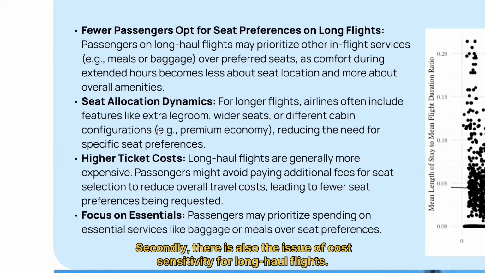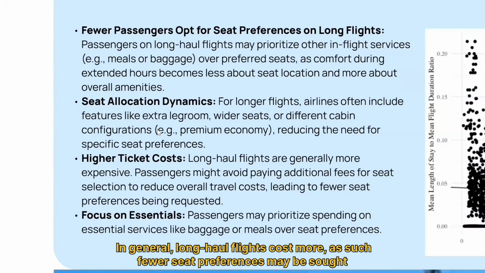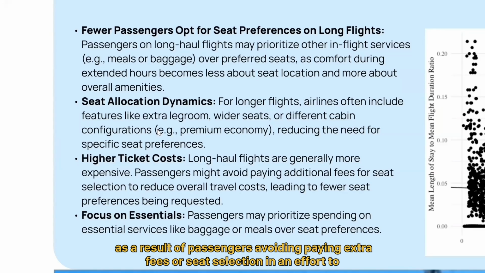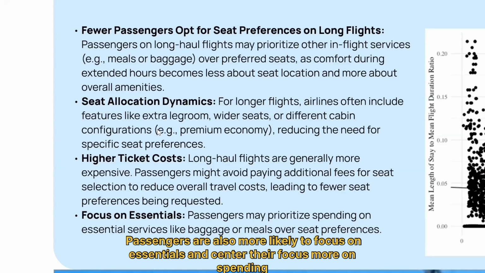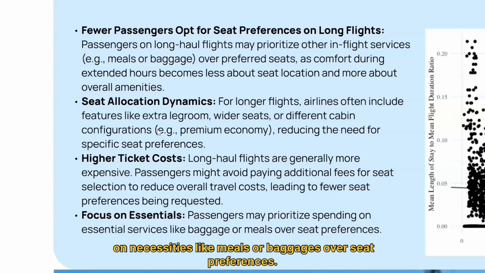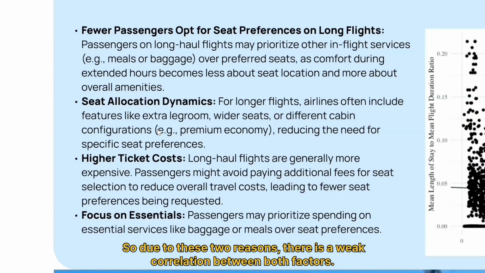Secondly, there's also the issue of cost sensitivity for long-haul flights. In general, long-haul flights cost more. As such, fewer seat preferences may be sought as a result of passengers avoiding paying extra fees for seat selection in an effort to lower overall travel expenses. Passengers are also more likely to focus on essentials and center their spending on necessities like meals or baggage over seat preferences. So, due to these reasons, there's a weak correlation between both factors.